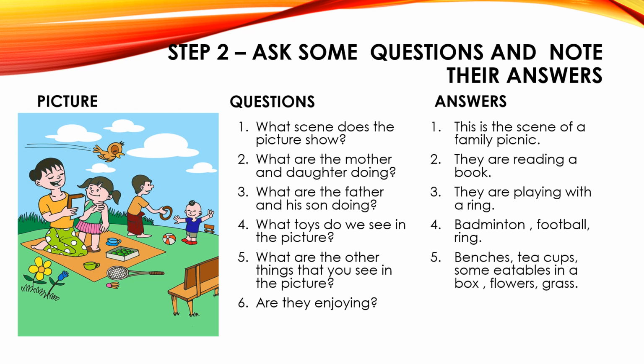Next thing is, what are the other things that you see in the pictures? The other things that can be seen are benches, teacups, some eatables in a box, flowers, grass, birds, and all these things. So we can make a list. We can also change the list while we are writing the composition. Children, the answers that we get are not hard and fast. They are simply the clues to write the composition. So we are going to change the answers according to our requirement to write the composition.